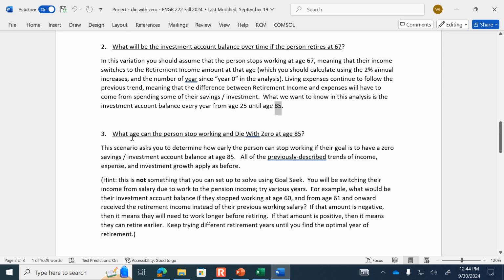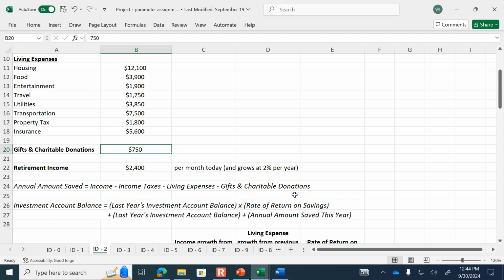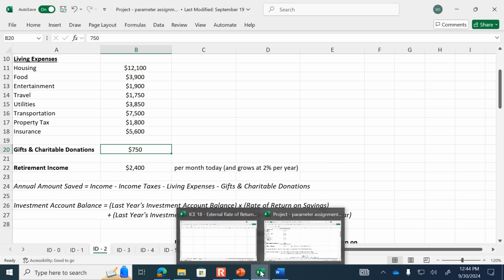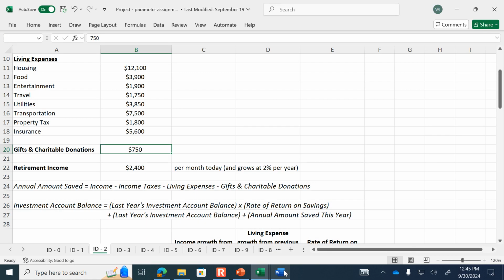And then what age could they stop working and then die with zero at age 85? And so now, instead of just saying retire at age 67, what you're trying to do is see if they make the switch from their working income to their retirement income, then how early could they do that and still make it through their entire life without running out of money? It's kind of interesting how early that happens in some of these scenarios.